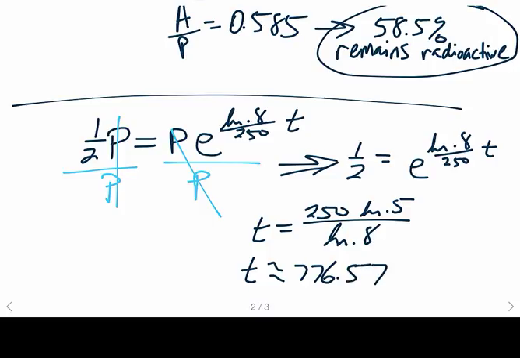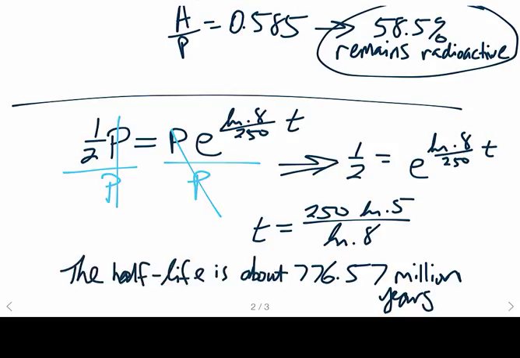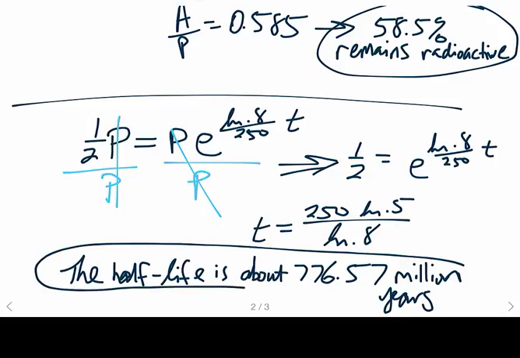T was in millions of years. So we're going to say 776.57 million years. And I'm actually going to phrase this in a full sentence. The half-life is about 776.57 million years. How many decimal places? How accurate do we need to be? Do we have to say about? Tell you what, ask the chemist or the anthropologist that needs this.